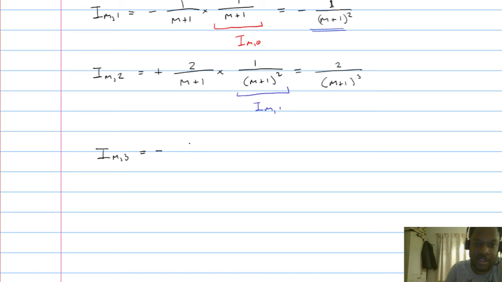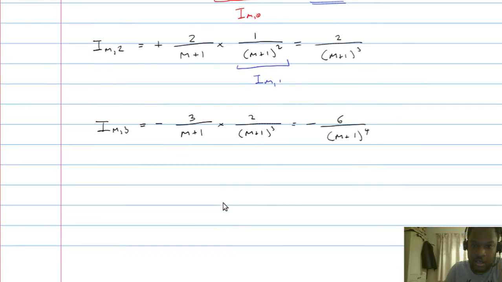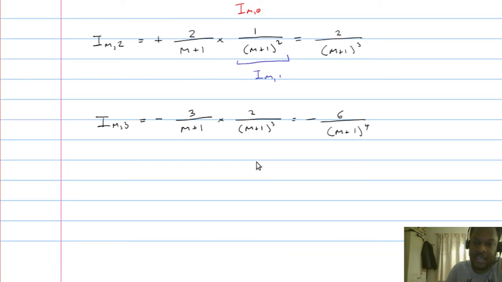We'll just keep going. So we write 3 over m plus 1, and then we just pull this factor in. So we have a 2 over m plus 1 cubed. And again, we do the same thing we did before. We just do some simplification and we write minus 6 for the 3 times 2, all over m plus 1 to the 4. That's the cube plus the 1. And I think maybe we have enough now.